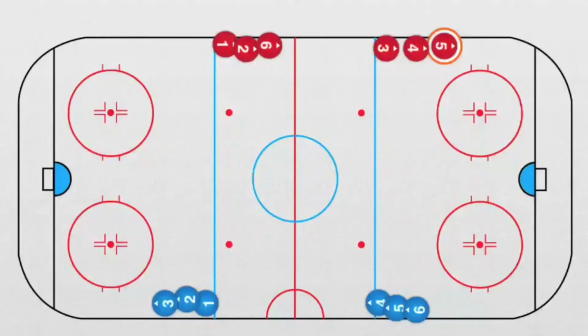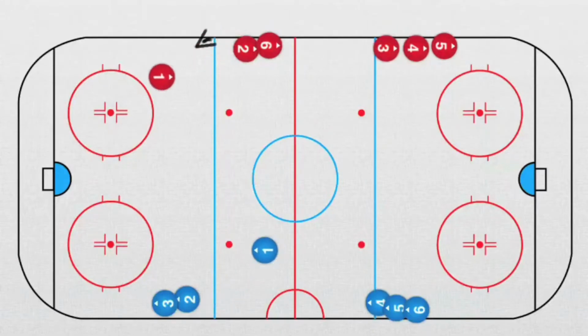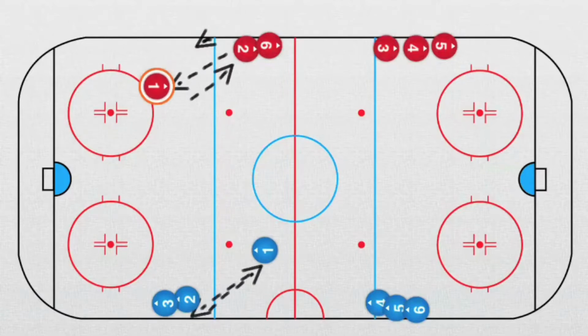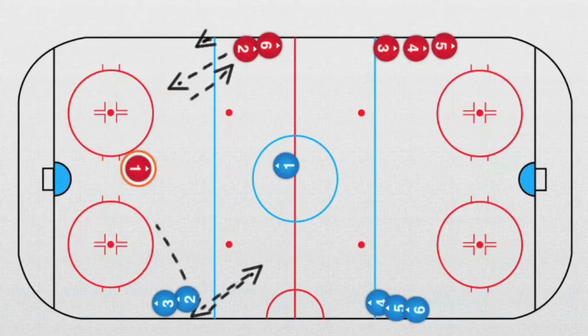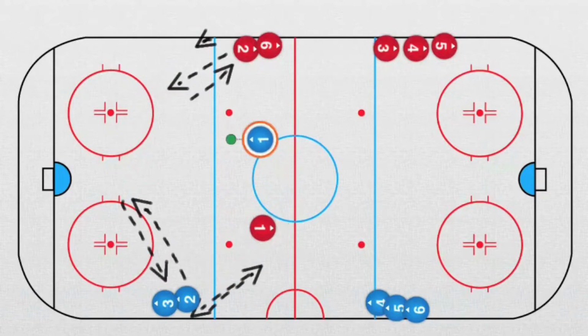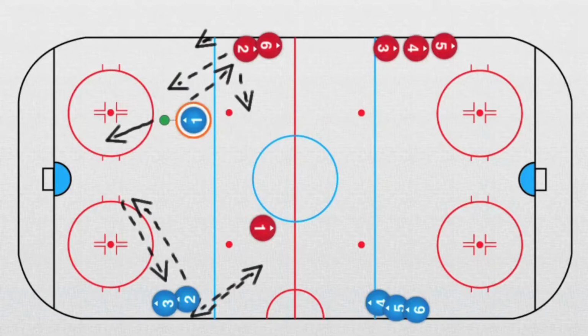Now we have the same drill. Blue player goes backwards, red player goes backwards, pass, pass back, pass, pass back. Blue player goes here, red player goes here, pass, pass back, goes backwards. The blue player receives the pass, he goes and he takes a shot. After he took a shot, he goes this way.